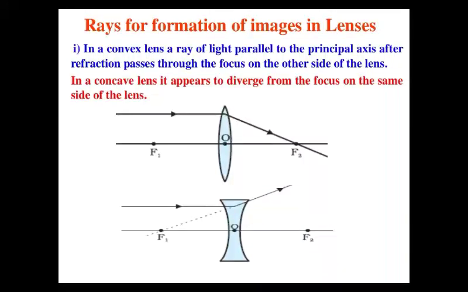And this is the principal focus. Actually we call it focus, but it is the principal focus, because the principal focus is that point at which the rays of light after refraction meet. That point is the principal focus. So the convex lens has this principal focus and the concave lens has this principal focus.